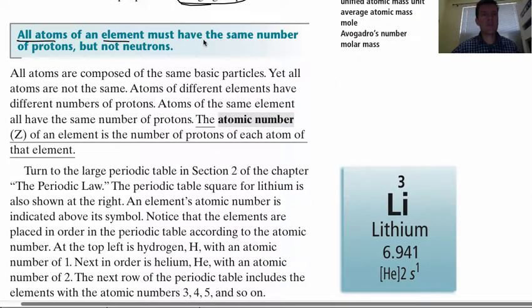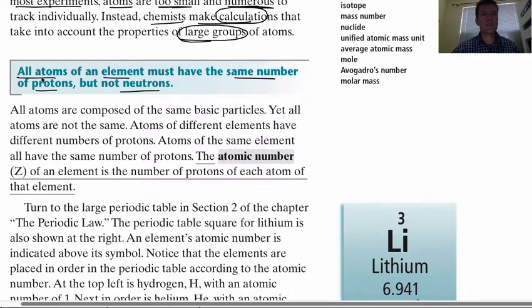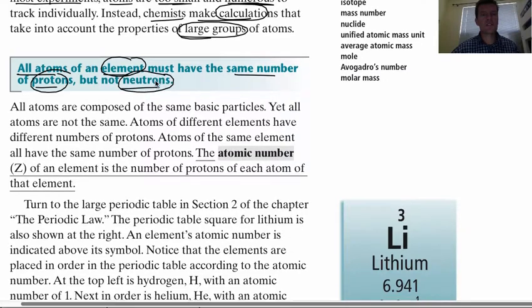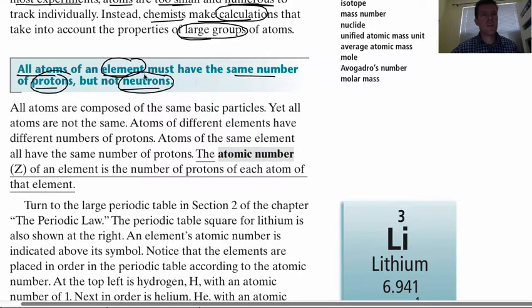All atoms of an element must have the same number of protons but not neutrons. We already mentioned that, just highlighting it again. An element is identified by the number of protons. It can have different numbers of neutrons, and that would be called an isotope, but every hydrogen atom has 1 proton. Every helium atom has 2 protons, and so on. Every lithium atom has 3 protons. Atoms can even have different numbers of electrons compared to other atoms of the same element. Those are called ions, but they have to have a certain number of protons in order to be that particular element.